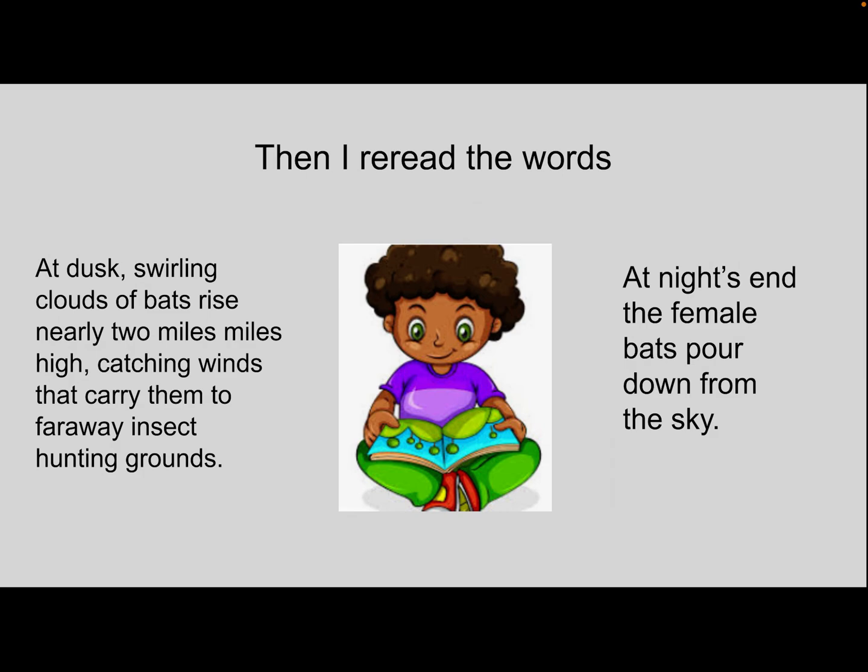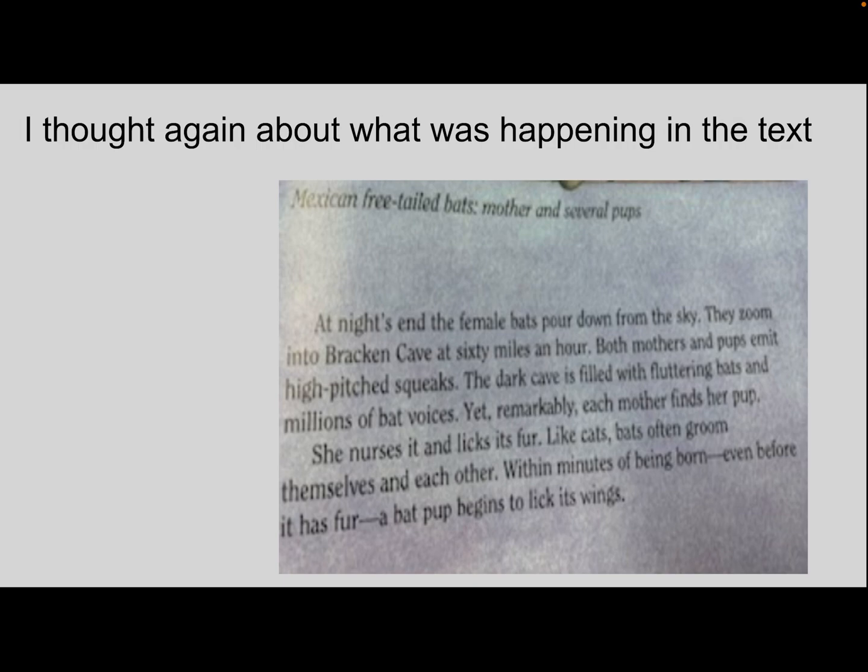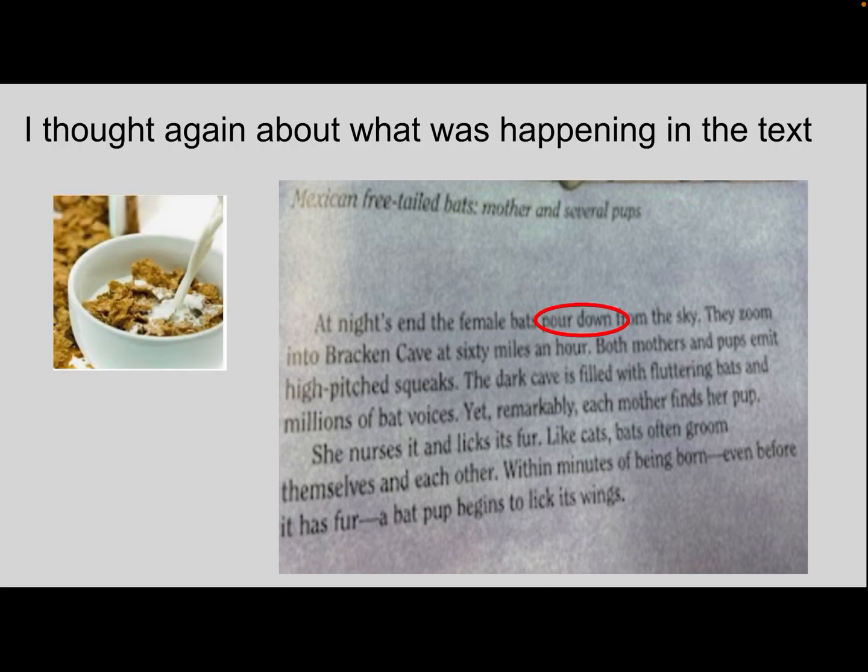So I'm going to reread the words from the page I didn't understand. At night's end, the female bats pour down from the sky. Knowing that the author uses descriptive language, I now know that he is describing what it looks like when the bats are coming back to the cave. So I'm going to think again about what is happening on this page. It must look like the bats are pouring into the cave, like when I pour milk into my cereal.